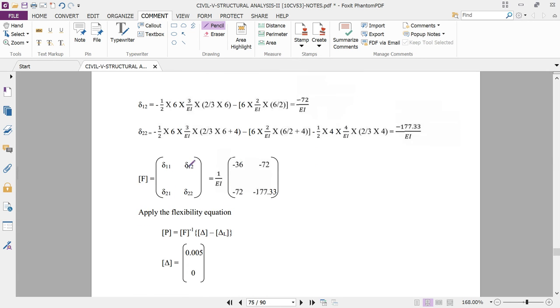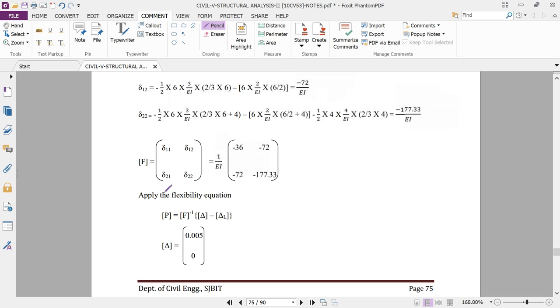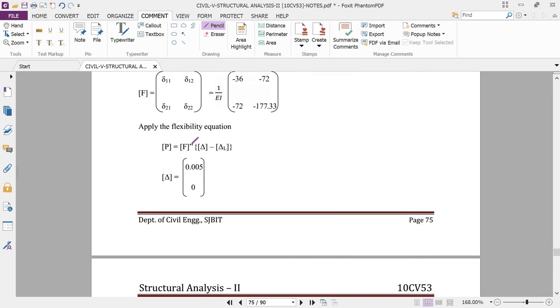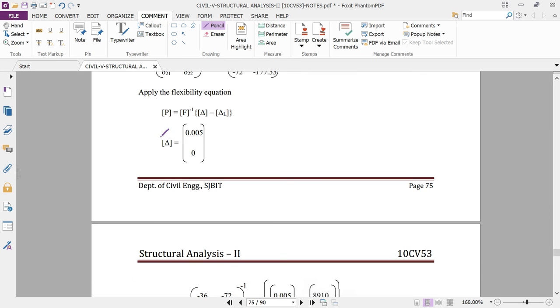Then the force matrix we calculate like this, and then apply the flexibility equation: P is equal to F inverse into delta minus delta L. Delta is equal to 0.05 and 0. In the last numericals we solved up till now, the delta value was always 0 because no displacement was given. But here the 5 mm displacement is already given at point B, so that displacement effect has to be incorporated in the equation.